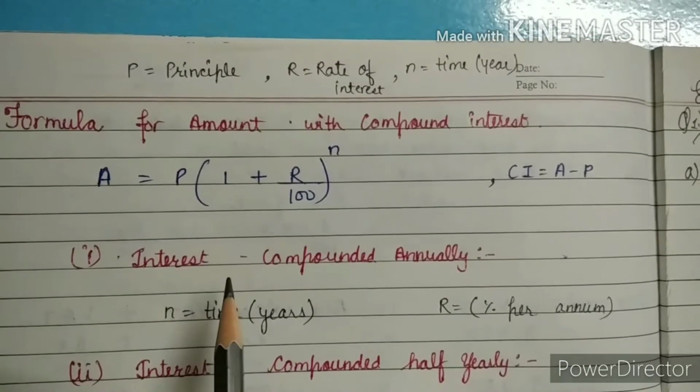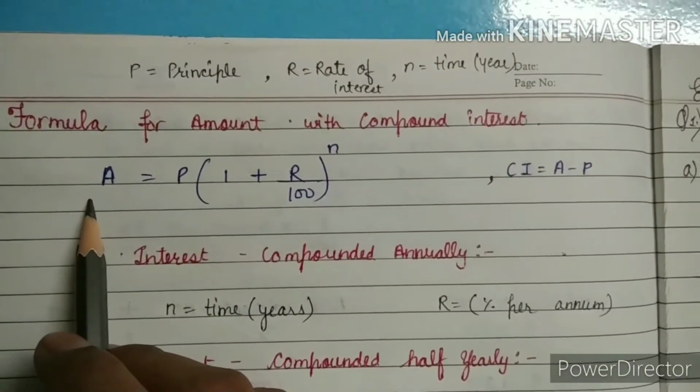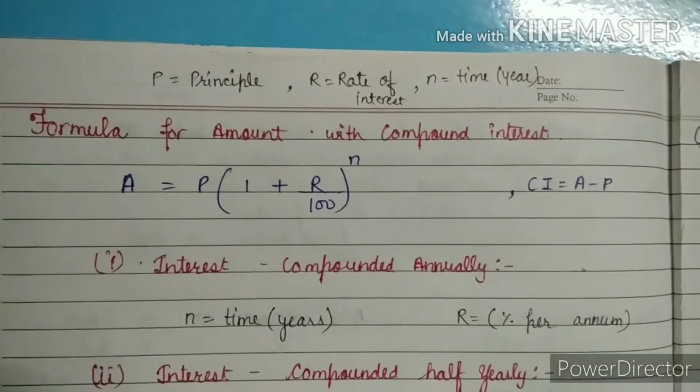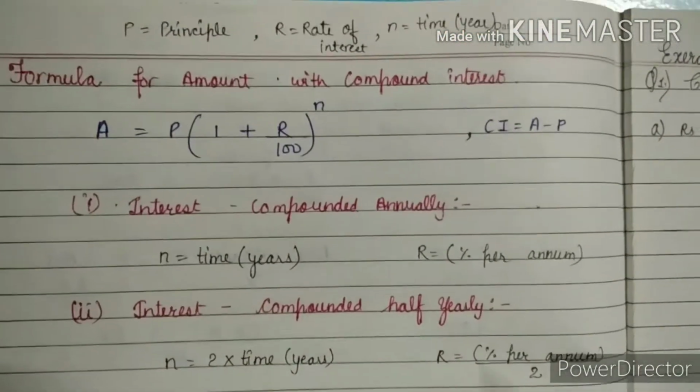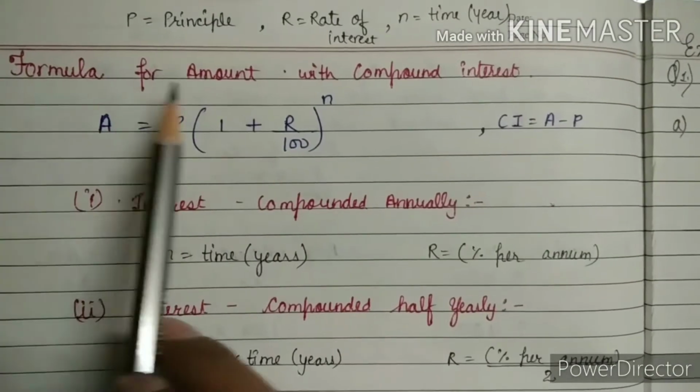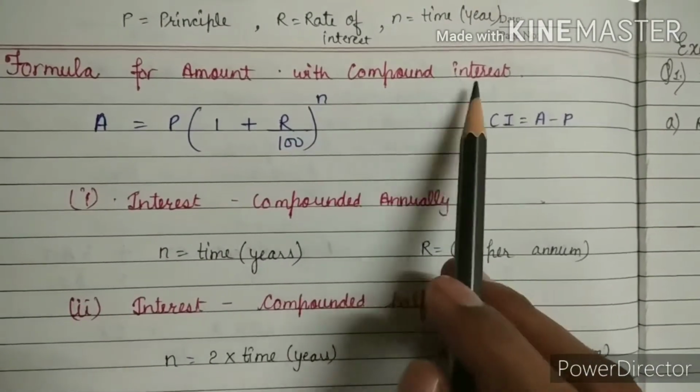In this video we will see question number one of exercise 8.3 of class 8th. Before starting the first question of the exercise, let's see something: the formula of amount with compound interest.